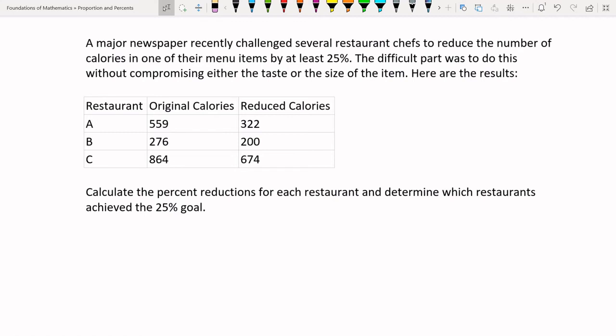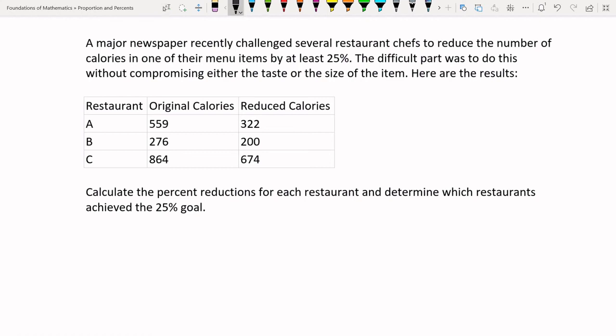All right, here we have an interesting kind of newspaper chef restaurant thing. It was a challenge to reduce the calories of certain meals in each restaurant. And the goal is to reduce it by 25%. So all we're trying to do is figure out which one actually achieved its goal of reducing by 25%. This is actually quite simple to do, but we can set up the proportion. You don't need to set up a proportion to do it, but we'll do that because that's what we've been doing.